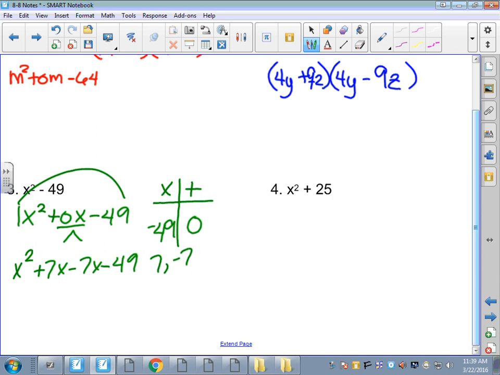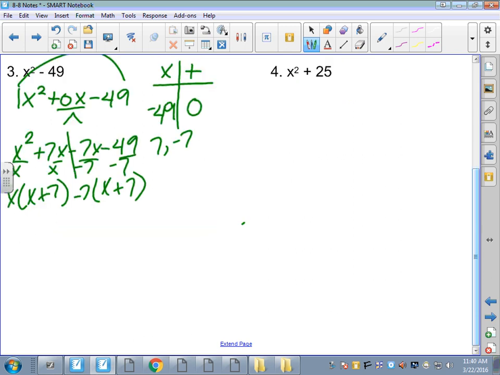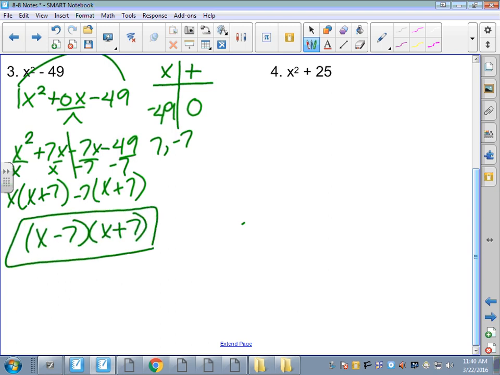You break it into 4 equal parts, split it down the middle, take out an x, you're left with x plus 7, take out a negative 7, and you're left with x plus 7. That tells me I'm doing it right. And so you end up with x minus 7 times x plus 7. And again, if you like guess and check better, then use guess and check.